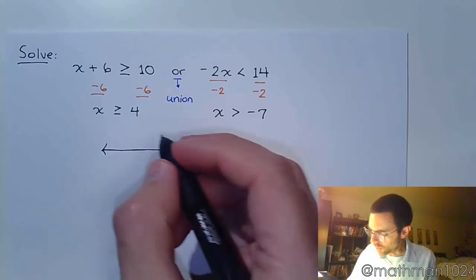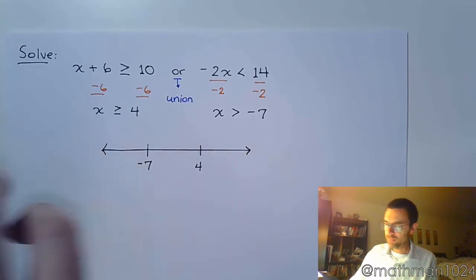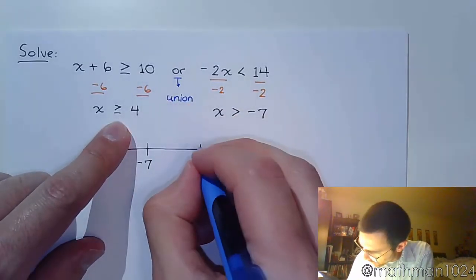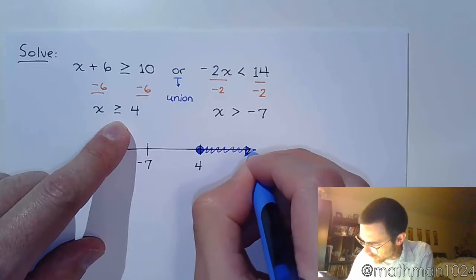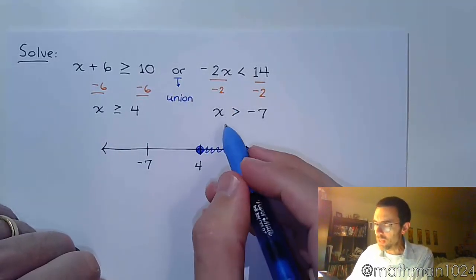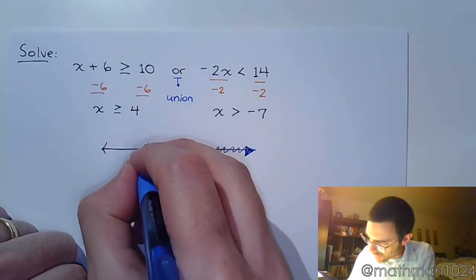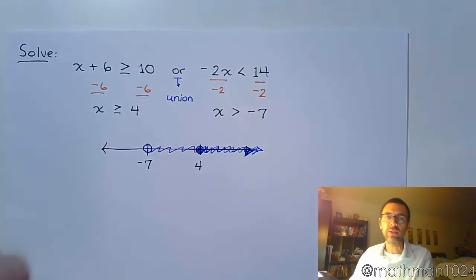Alright, so paying attention to the order here, we've got -7 on the left, 4 on the right. Notice that I'm not wasting time doing a bunch of tick marks counting between -7 and 4. I also don't need to mark where 0 is. It's not really that important to me. So greater than or equal to 4 is closed at 4 and going to the right, forever and ever, like that. This one, once we divide by the negative, now turns into greater. So greater than -7 is open at -7 and going all the way to the right.